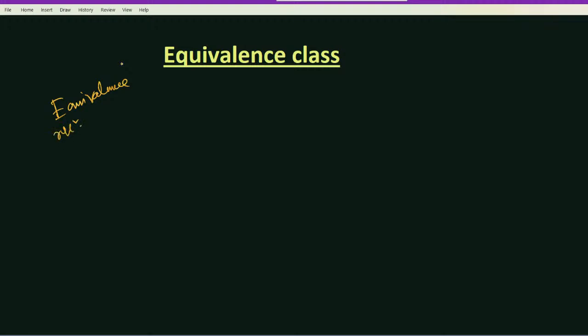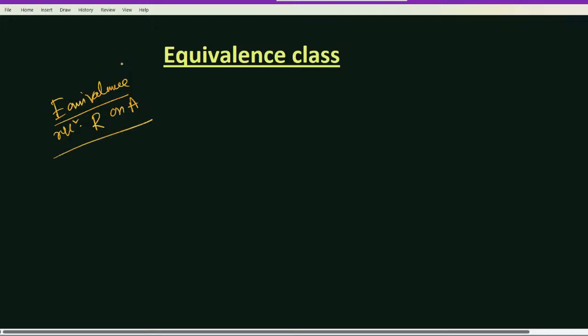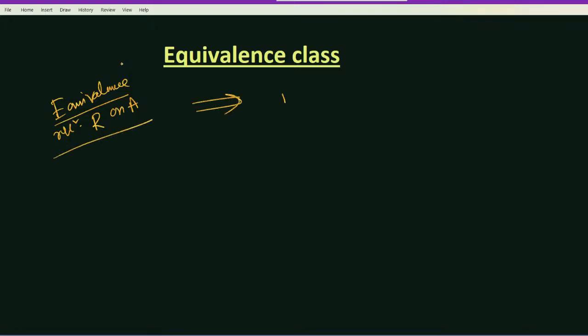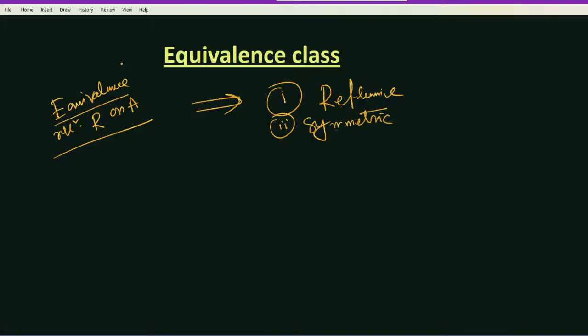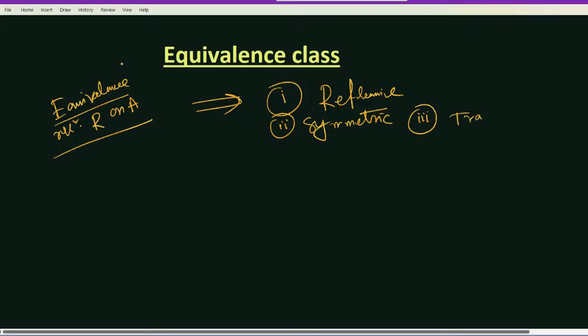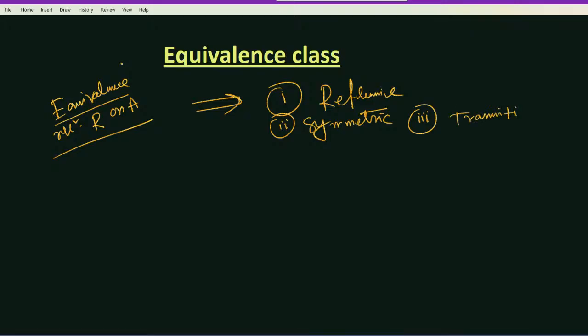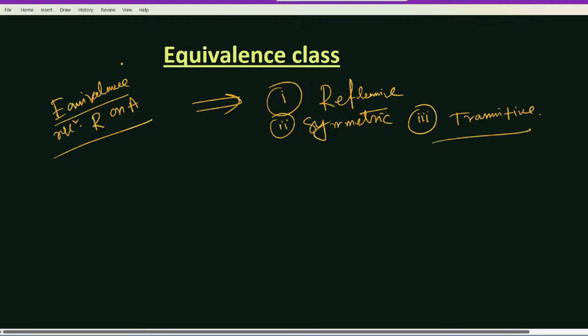An equivalence relation R on A means what? It implies that it will be, number one, reflexive, then symmetric, and number three, transitive. Okay?